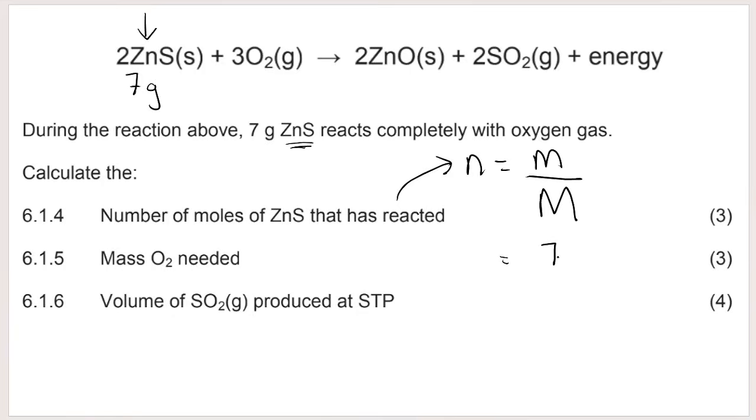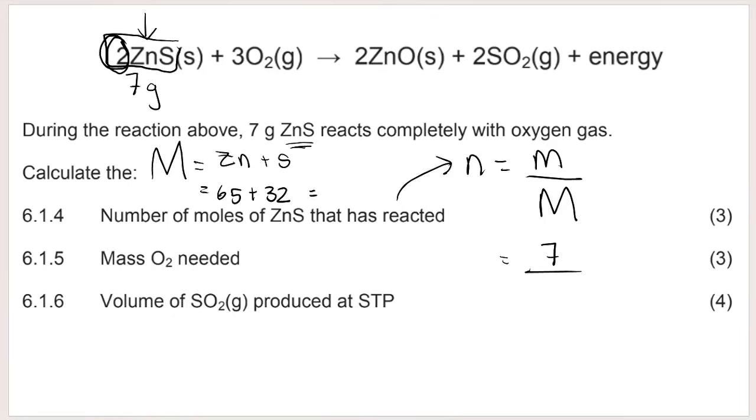Our mass will be 7 grams. Our molar mass will be that of zinc sulfide. Now, if you look over here, the zinc sulfide has a big 2 in front of it. That big 2 over here is not included in our molar mass calculation. So our molar mass calculation will be the zinc atomic mass plus sulfur's atomic mass, which is 65 plus 32. Again, this 2 over here does not influence the molar mass calculation. Only the little numbers do, not the big coefficients. So that gives me a molar mass of 97 grams per mole.